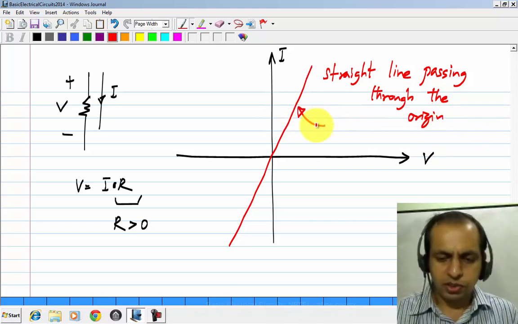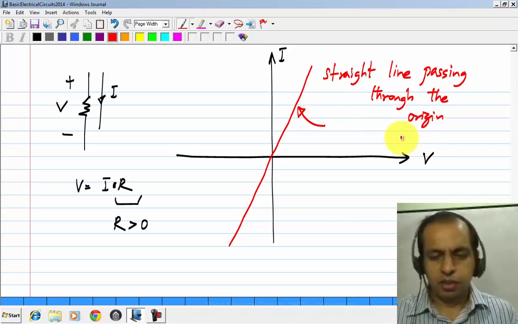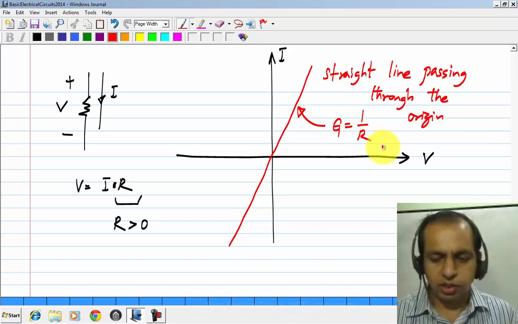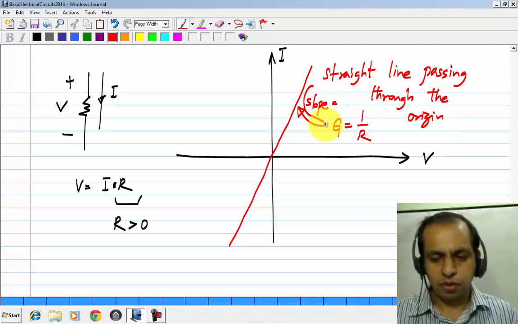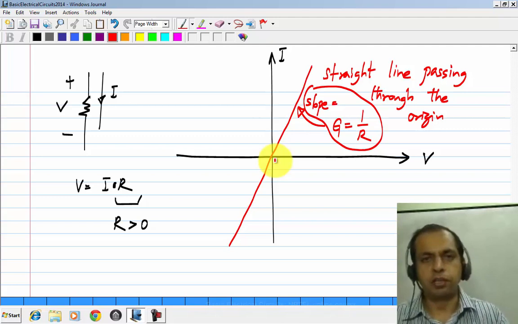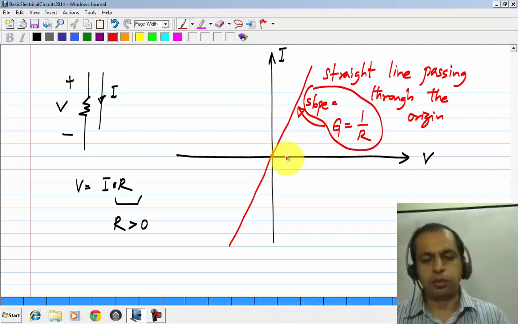And the slope of this, remember, we are plotting I on the y axis and V on the x axis. The proportionality constant is the conductance or the reciprocal of resistance. Okay. If you had plotted V versus I, the slope would be the resistance. Okay. So many times you can use this graphical characteristics to either visualize intuitively some solutions or even sometimes carry out the calculations. Okay.